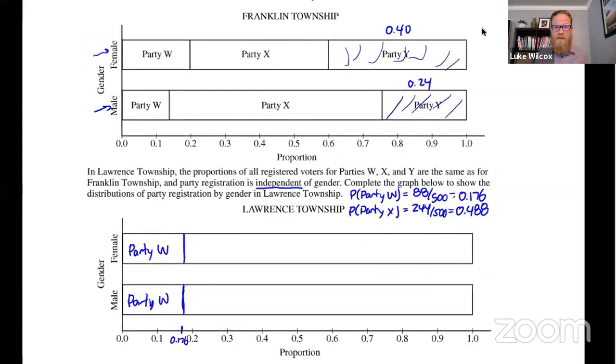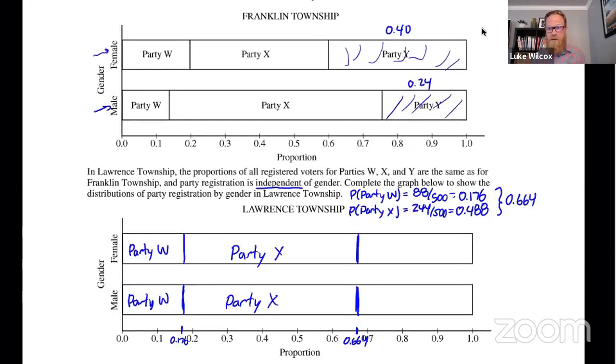Now, in order to draw that in the segmented bar graph, I actually need to know the total of these two. So the total of those two is 0.664, which would be, I don't know, about right here in the segmented bar graph. And so that means I can draw my next little breaker line there, and then we can label this one as party X and this one as party X.